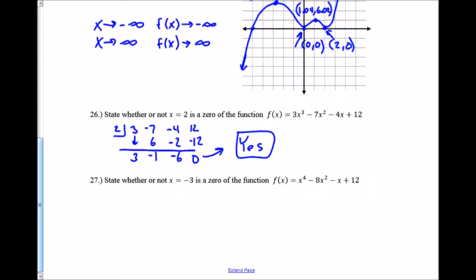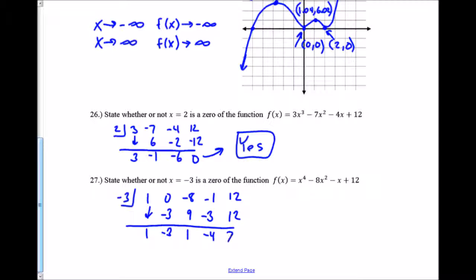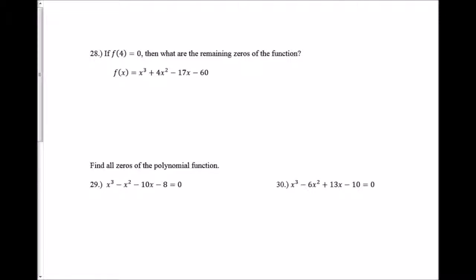Doing the same thing with a -3 and a new function. I've got a 1, a 0 for the missing term. And I bring down the 1, I multiply, I add straight down, I multiply, I add straight down, I multiply, I add straight down, I multiply, and I add straight down. And so for this one, I get a 24, which means no, this one's not a 0 of the function. When I plug it in, I get a 24. If I look at this one, this time I'm giving you a 0, so I'm telling you that 4 is a 0 of the function.